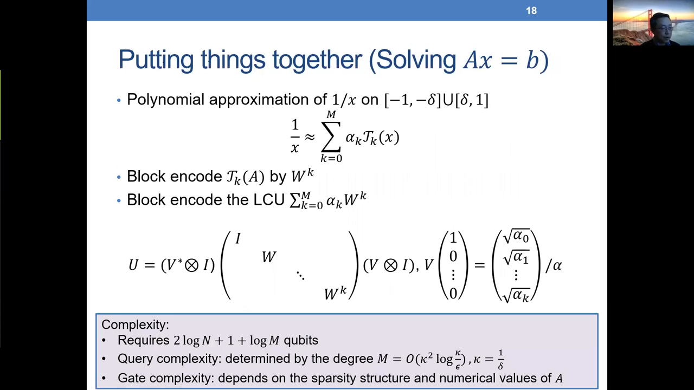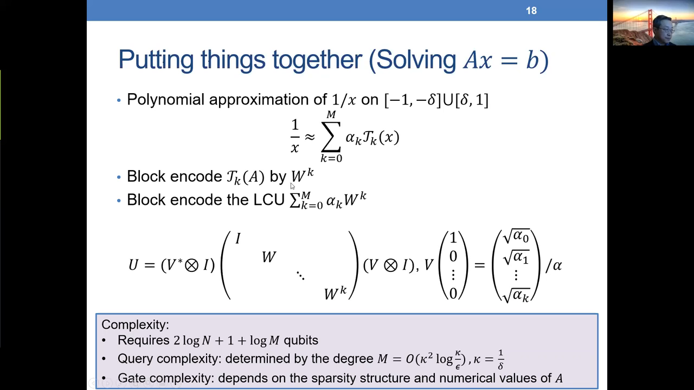Okay, so now to put everything together, what do we do here? Our objective is to solve Ax = b. We do that by approximating 1/x by a polynomial, for example, right? So for example, we have a problem that is indefinite. We try to approximate that on this interval, and that delta here, or 1/delta, basically represents the condition number. So we represent that by a linear combination of Chebyshev polynomials, okay? So M is the degree of the polynomial.